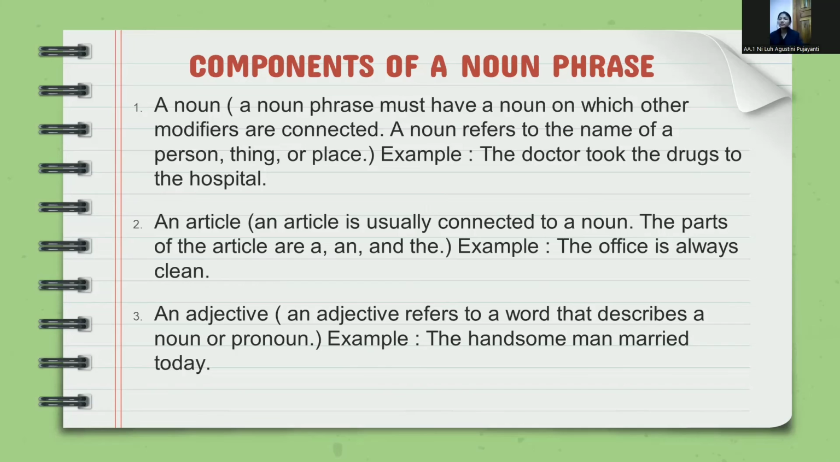The second is an article. An article is usually connected to a noun. The articles are a, an, and the. For example, the office is always clean. In this noun phrase, there is an article, the, which is joined to the noun office.